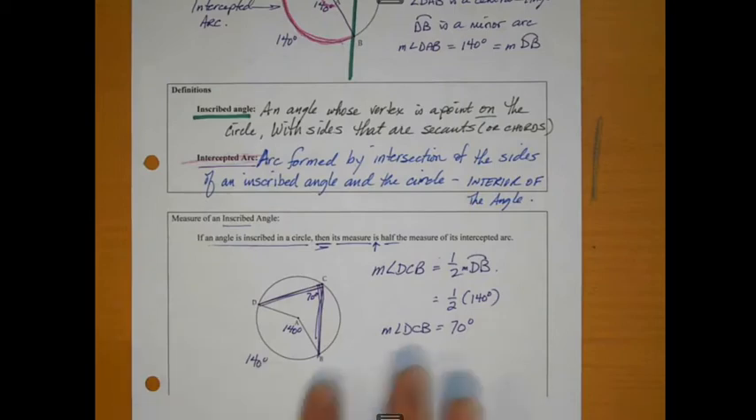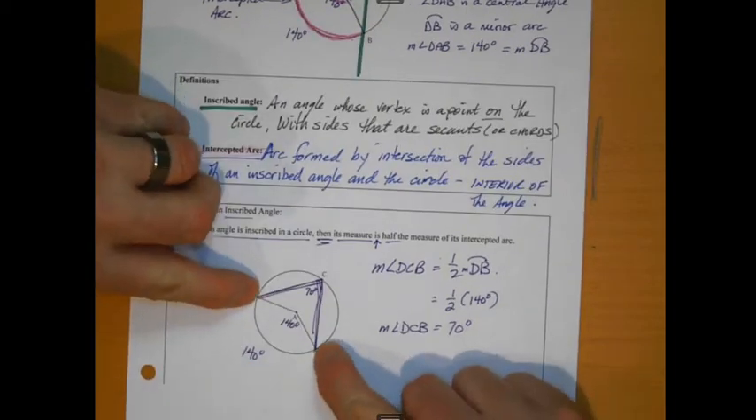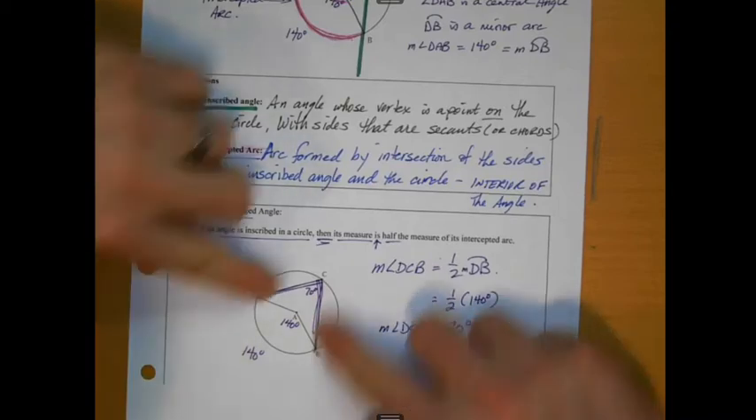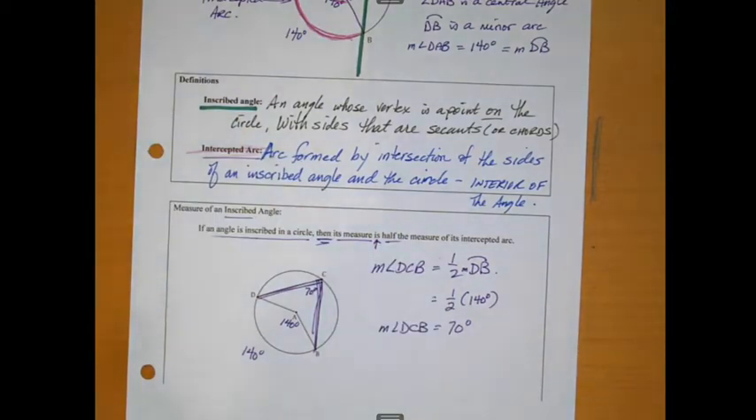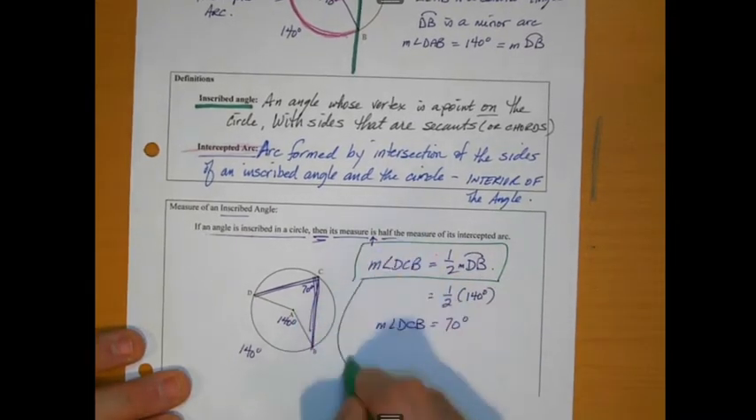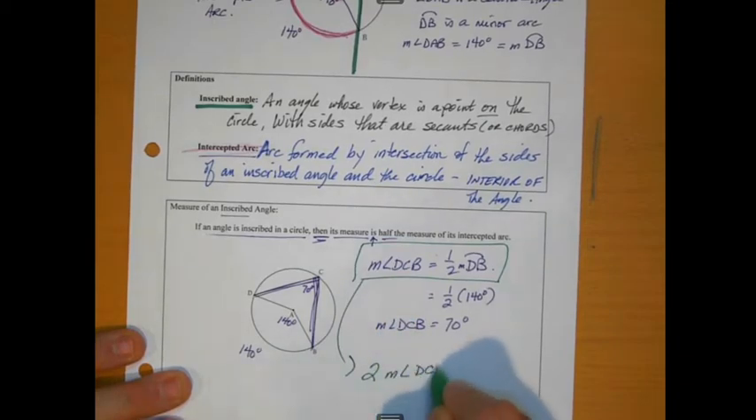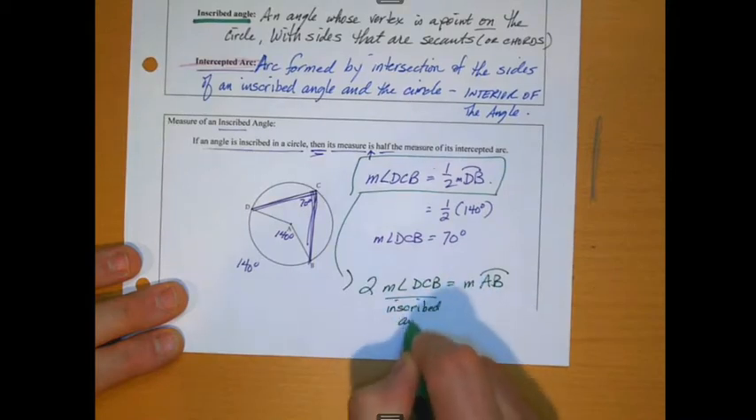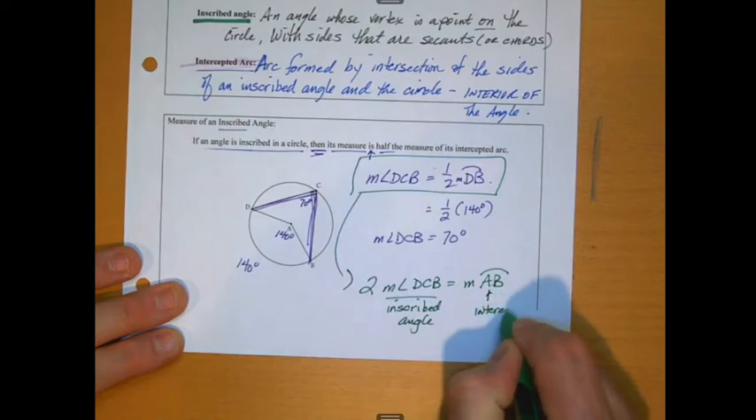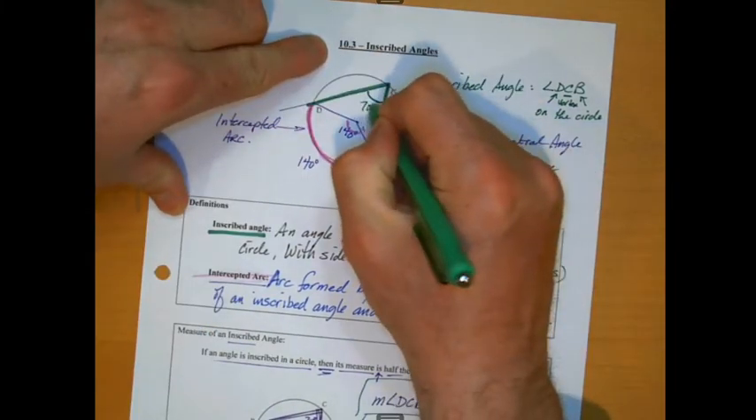So if that arc is 140, the arc intercepted from the central angle is also 140, which makes, if I look at this, kind of the ice cream cone, it's going to be half of that intercepted arc measurement. So if I give you that this was 70, you're going to double it to get the 140. Another way to write that, so this would be your main one: 2 times the measure of angle DCB is equal to the measure of arc AB. That's basically doubling the inscribed angle to equal the intercepted arc. If it's a central angle, it's going to be equal. If it's inscribed, it's going to be half that intercepted arc.